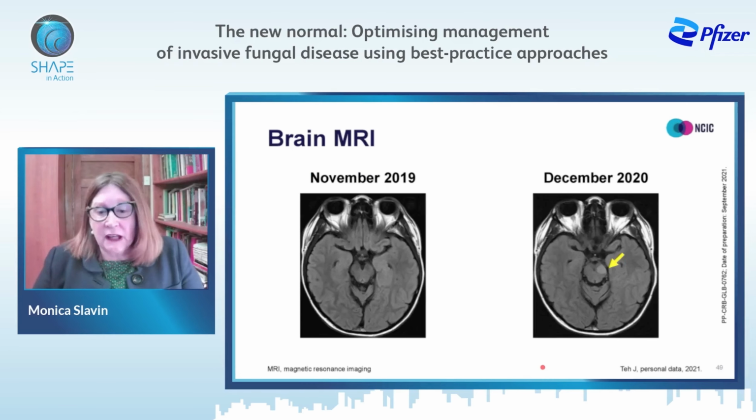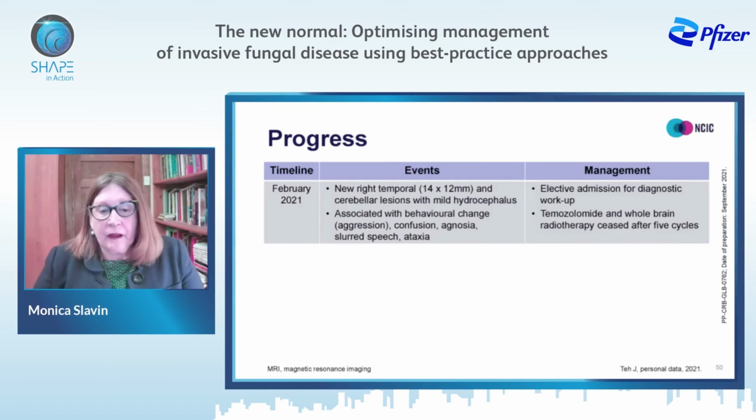This is the lesion that was detected on the routine brain MRI. You can see the year before there was no lesion, and on the 2020 follow-up scan there was this lesion in the midbrain area. So this was treated, but followed up with a CT scan.